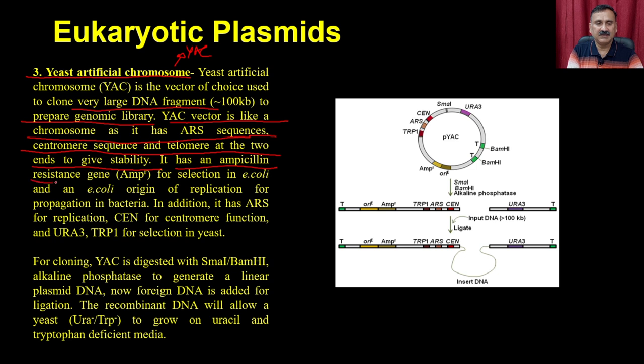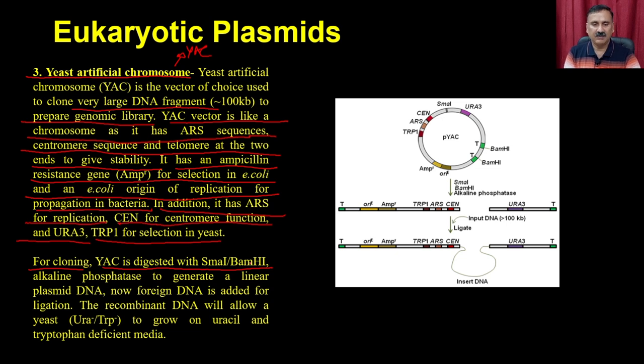It has an ampicillin resistance gene for selection in E. coli and an E. coli origin of replication for propagation in bacteria. In addition, it has the ARS for replication, CEN for the centromere function, and URA3 and tryptophan 1 for the selection in yeast. For cloning, the YAC is digested with the enzymes SmaI and BamHI, and you are going to treat that with alkaline phosphatase to generate a linear plasmid.